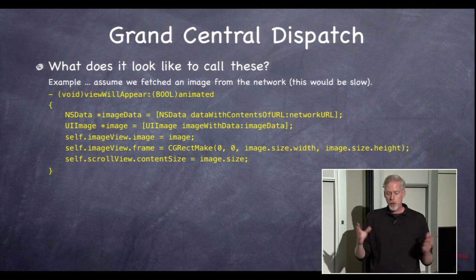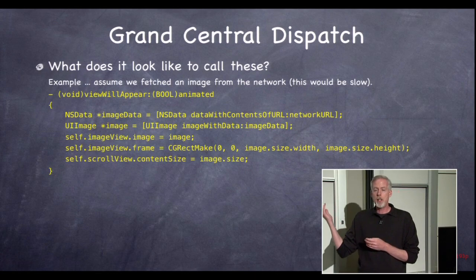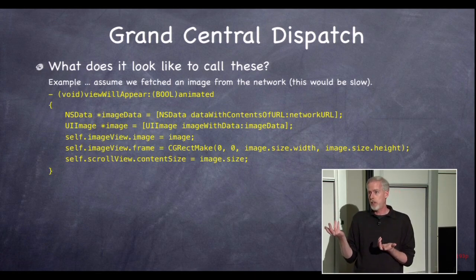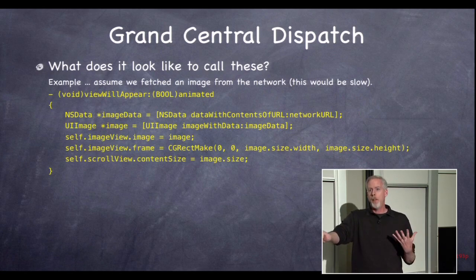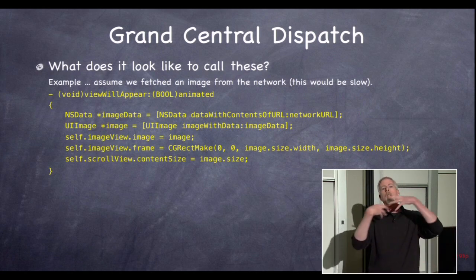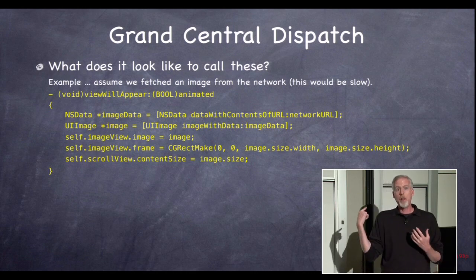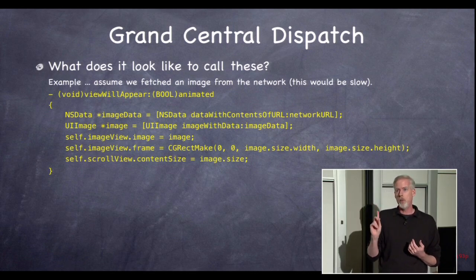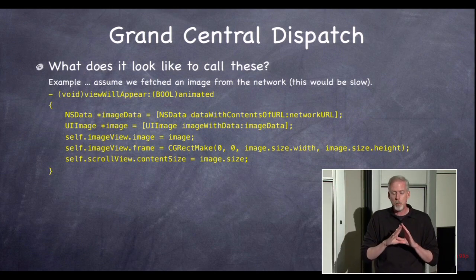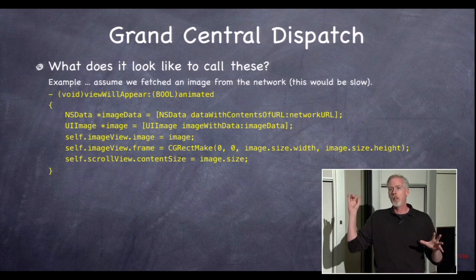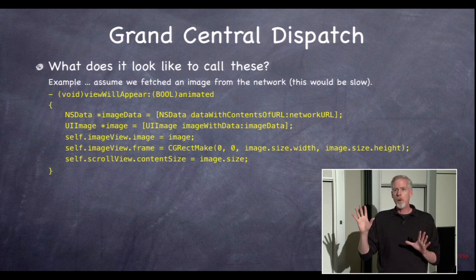All right? So that data with contents of URL method could take a long time. It could take a few seconds to go out to a server on the network, get the Flickr photo, download. It could be a huge photo. That could take a long time. We do not want this code executing on the main queue, because the user interface will be completely non-responsive during this view will appear. And we do not want that.